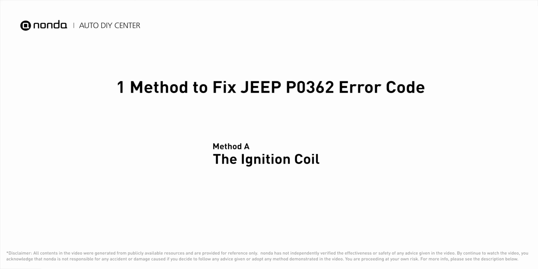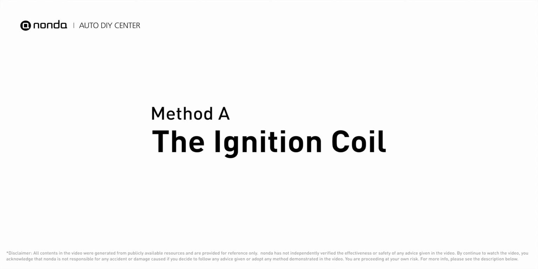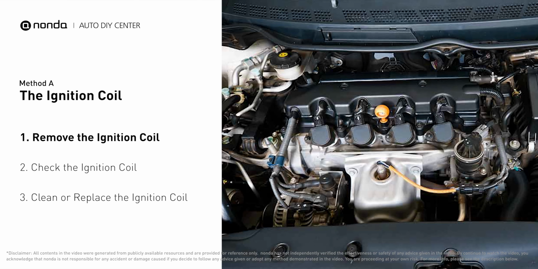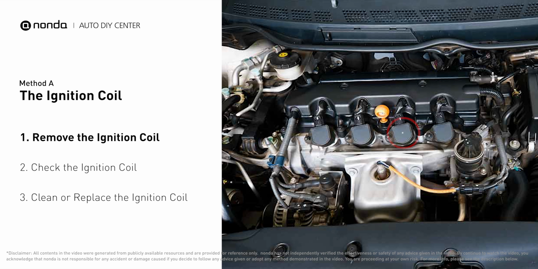Here is one of the most practical solutions to fix Jeep's P0362 error code. Method A, the ignition coil. The ignition coil is either physically connected to the spark plug with wires, or it sits on top of the spark plug without using wires.